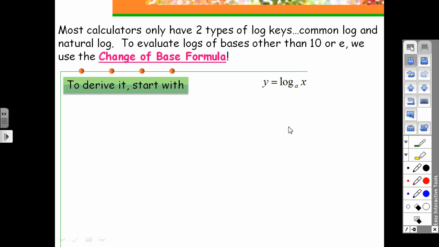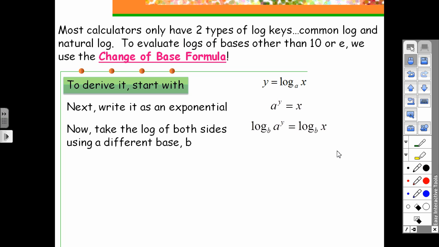To derive it, you're going to start off with a basic log: y equals log base a of x. Next, you're going to take this log and convert it into exponential form. So here's our base, there's our exponent, and it's going to equal x.